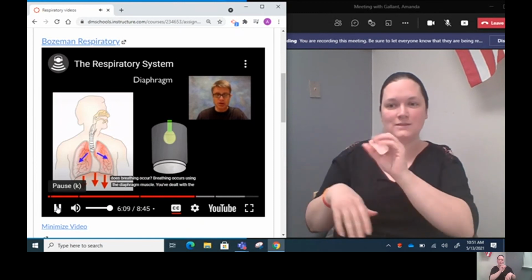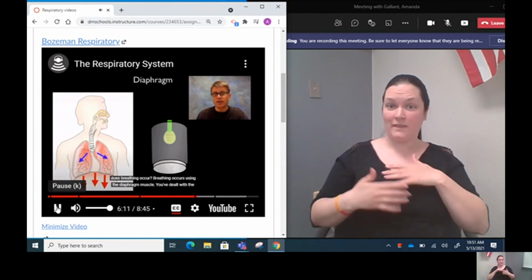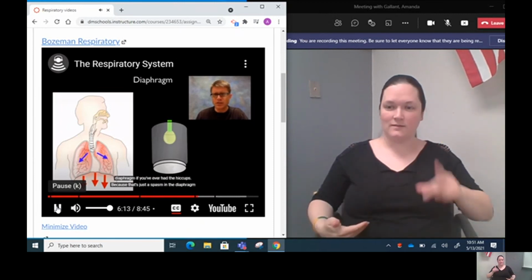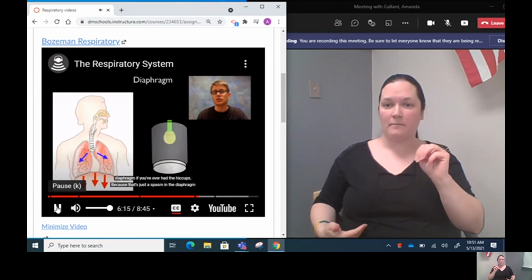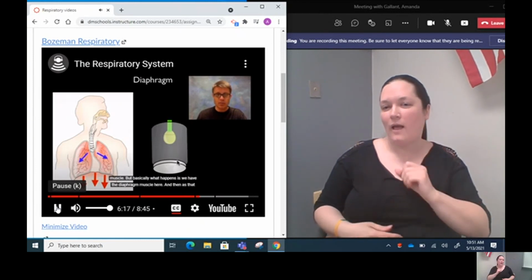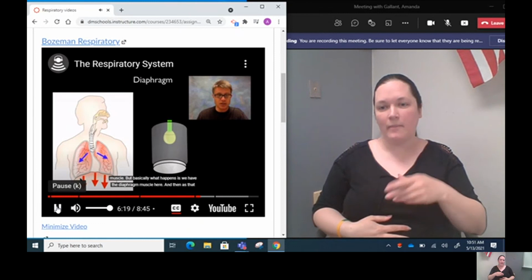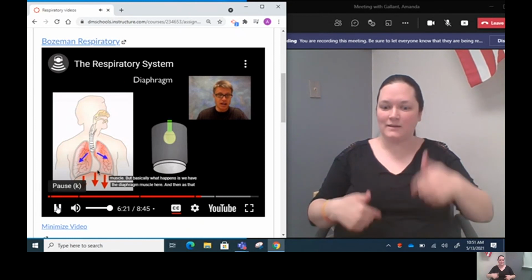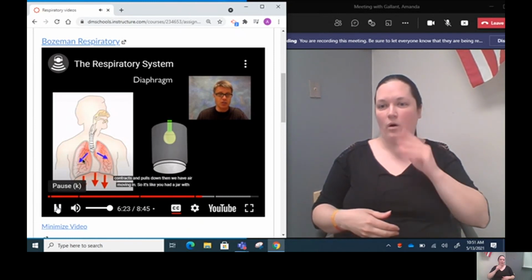Now, how does breathing occur? Breathing occurs using the diaphragm muscle. You've dealt with the diaphragm if you've ever had the hiccups, because that's just a spasm in the diaphragm muscle. But basically what happens is we have the diaphragm muscle here, and then as that contracts and pulls down, then we have air moving in.